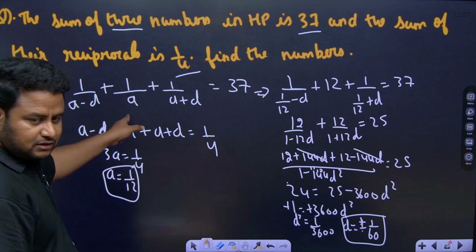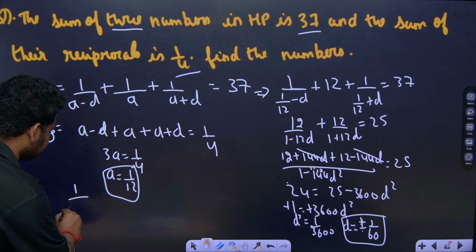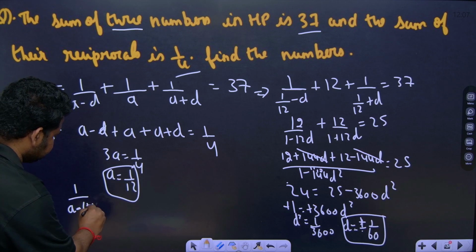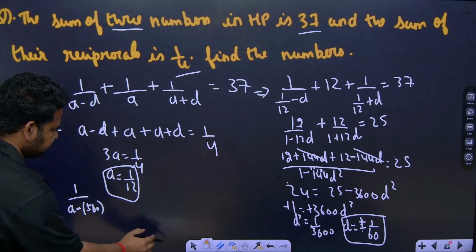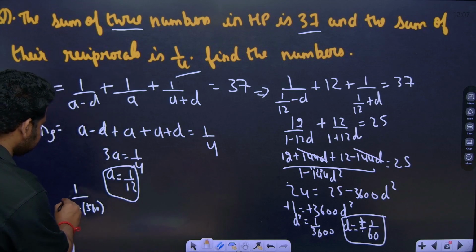This one is 1 by 12. That's all. So the numbers are what? The numbers are 1 by a minus what is it? It is d, what is it? Plus or minus 1 by 60. We have the value of 12. Okay, so a is what? 1 by 12. A is 1 by 12.